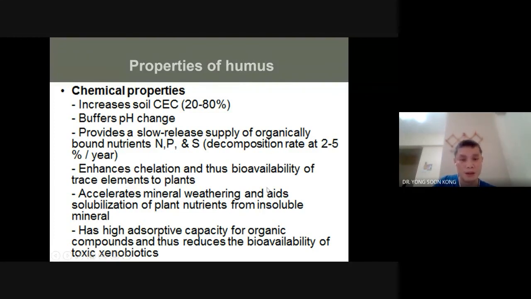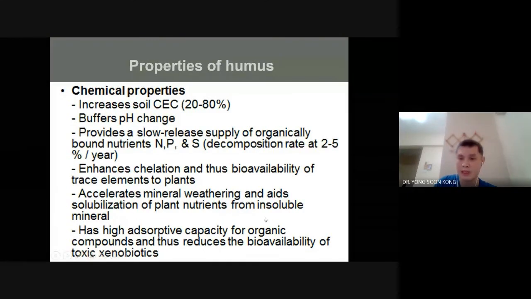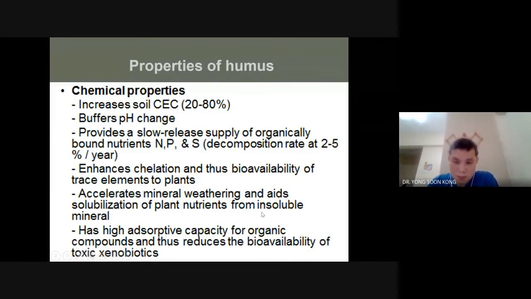Okay, number two, accelerate mineral weathering and aids solubility of plant nutrients from insoluble minerals. I'll give an example. Insoluble minerals such as limestone. How does limestone get more soluble? You need acid. Coincidentally, humus can give more acid because whenever there's bacterial activity, bacteria release those acids, and this is how they can help increase the solubility of plant nutrients from insoluble minerals.